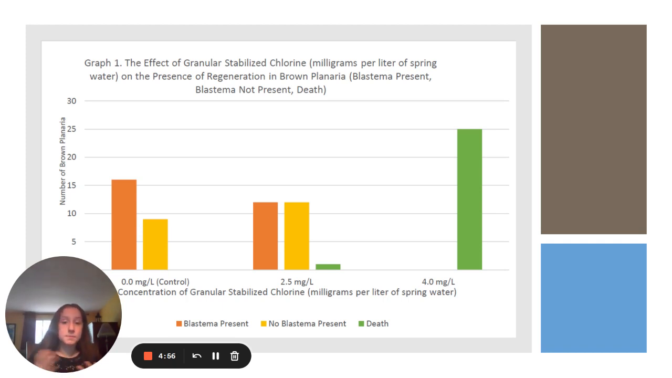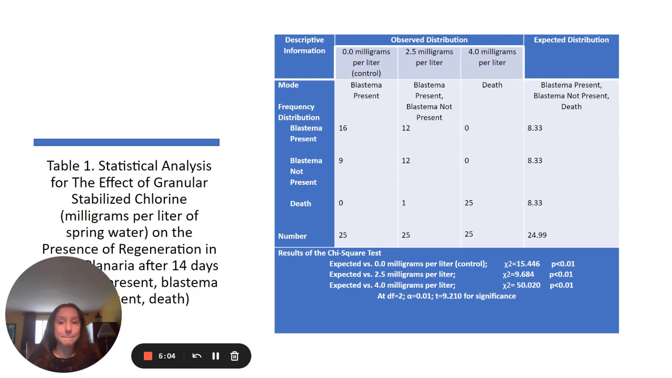Here, moving on to my results, is my graph, and something most striking about this is, as you see, in my highest IV level, all of the planarian exhibited death. Here is my statistical analysis, and the most striking part about my statistical analysis is that 100% of my data was statistically significant by way of a chi-square.